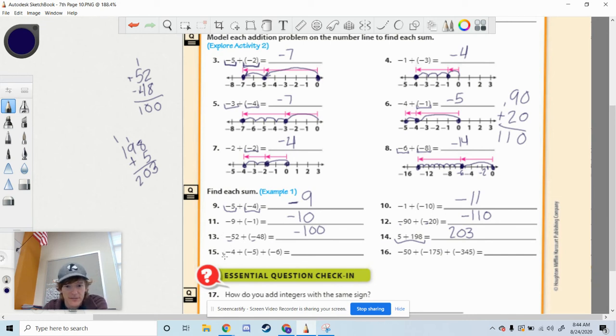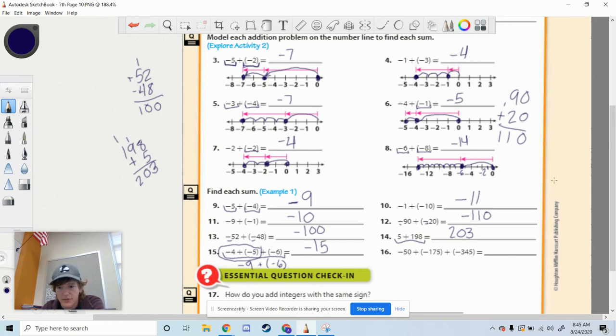Number 15, we have the sum of 3 different numbers. So what we're going to do is we'll just do these two first, and then we'll add negative 6 to it. So negative 4 plus negative 5 is going to be negative 9, and then we're going to add negative 6 to that. We're going to get negative 15.